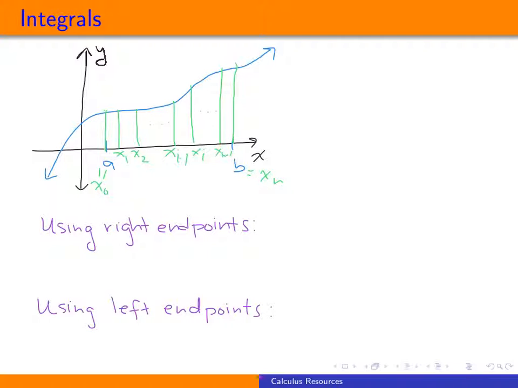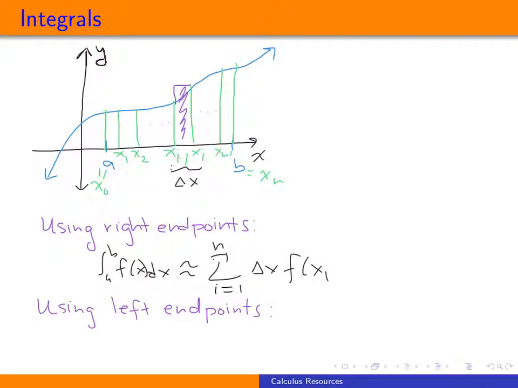As we saw on the last slide, if we're trying to approximate the area under this curve, y equals f of x from a to b, and if we use right endpoints to determine the height of the rectangles we use for approximation, like this here, then the integral from a to b of f of x dx, which is the exact area under the curve, is going to be approximately the sum i equals 1 to n, for the number of rectangles whose areas we're adding up, of delta x, which is the width of the rectangle, times f of x sub i, which is exactly how we got the height of the rectangle.